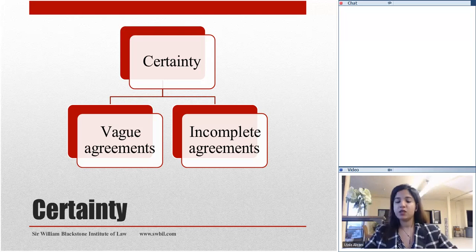But as we will see later on in this lecture, the courts are reluctant to enforce such an agreement unless there is a mechanism included in the terms. So a mechanism for completing the agreement in the event that parties do not come to a conclusion, or in the event that parties fail to agree on the price. So we will see all of these cases in this lecture.